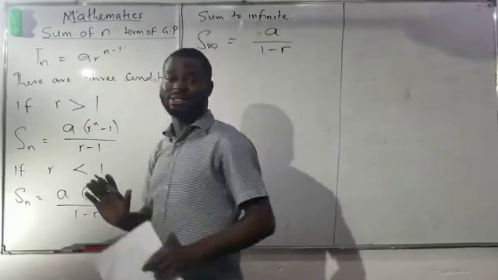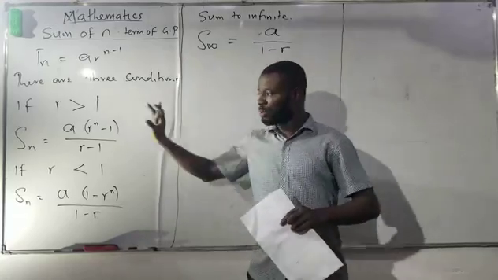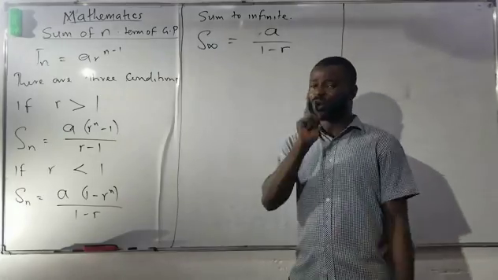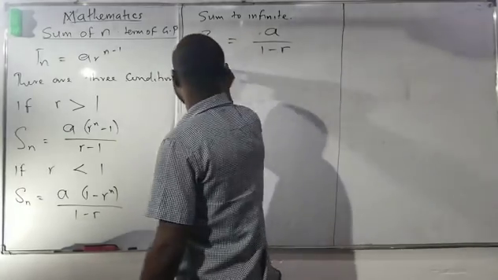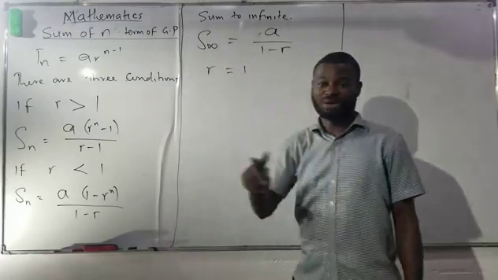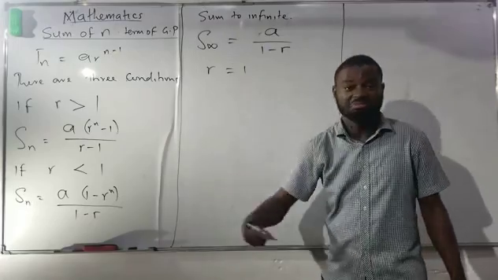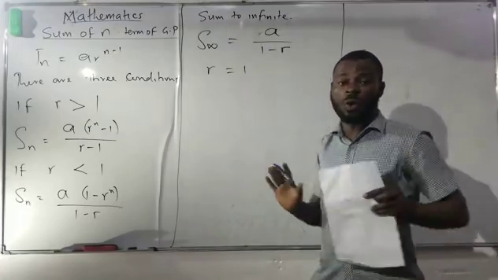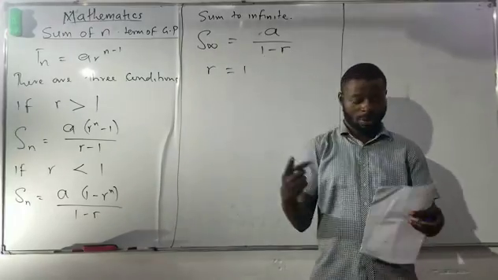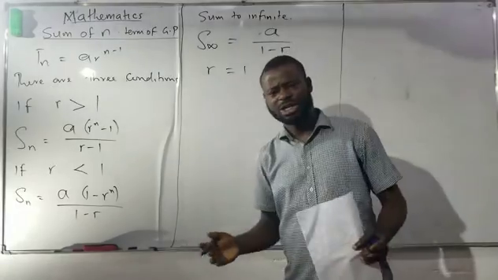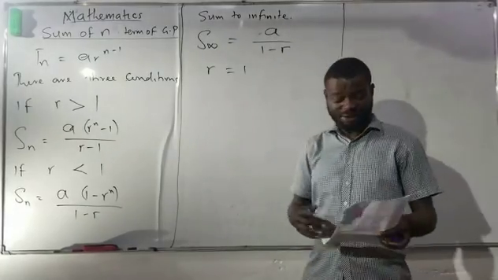Please take note of these three conditions, because as you are moving on, you'll be meeting them. Note this: if my r is equal to 1, there will be no sequence or series, because the number will stay at a point. They won't be moving forward or backward.